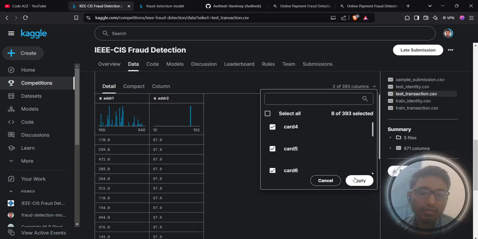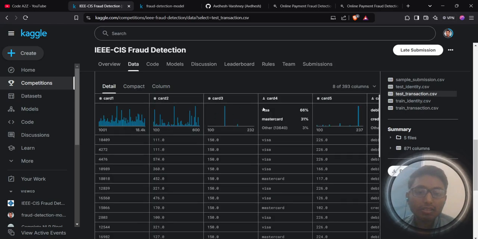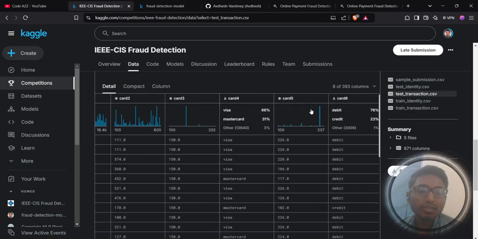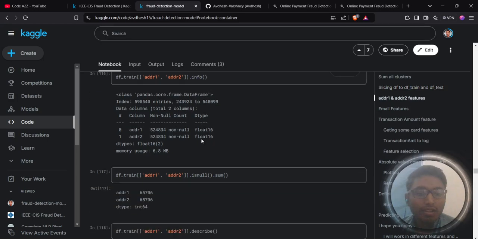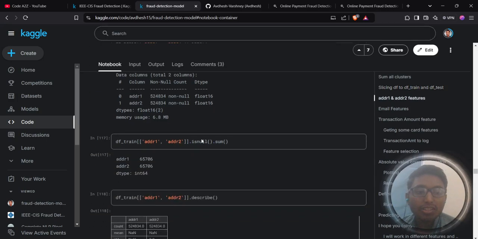So let's click on this. You can see card 4 and card 6 contain values only like credit and debit card, and Visa and MasterCard. So you can see the debit card is being used, which is of type Visa. So the Visa company provided that debit card, and card 1, 2, 3 and 5 contain the information about the card number which is being held for that card. So let's move to the email features.